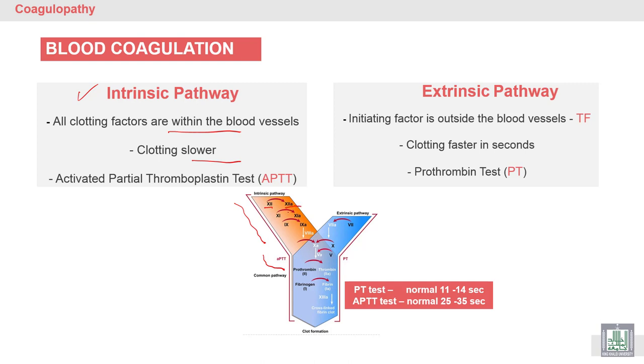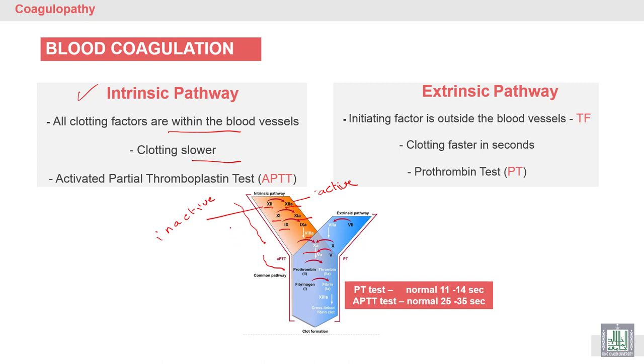Factor 12 is activated to active 12, then 11 activated to active. When we put the letter A, it means active. So factor 12 without A means inactive, and factor 12 with A means active. Then 12, 11, 9, 8, 10. This is the intrinsic pathway.